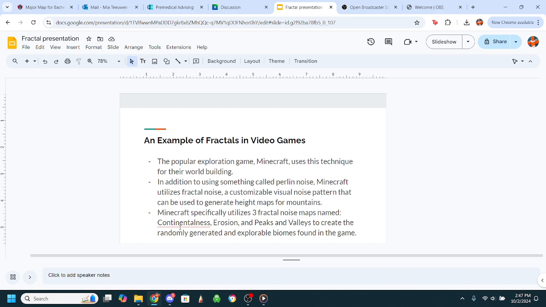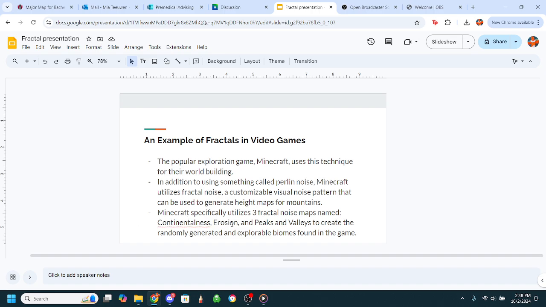The continentalness is essentially the different types of biomes that you may see. In Minecraft, there are a lot of different types of biomes. There can be a plains one, a forest, a snowy one. And so that's that generative factor.